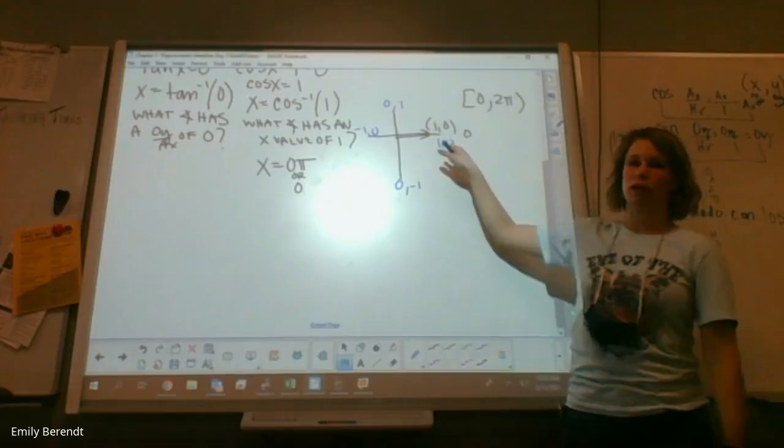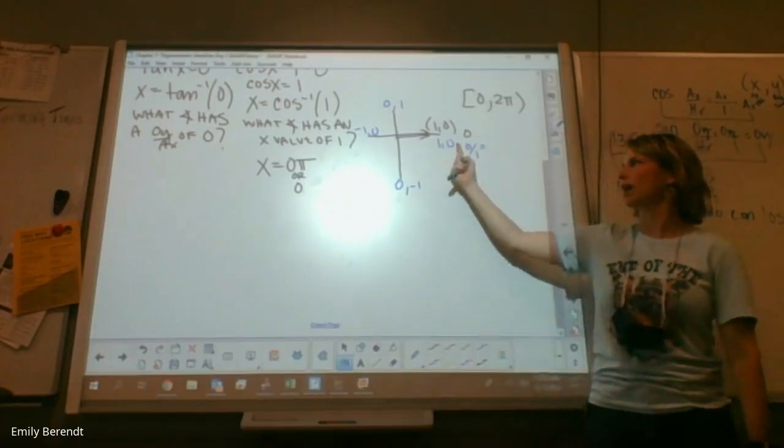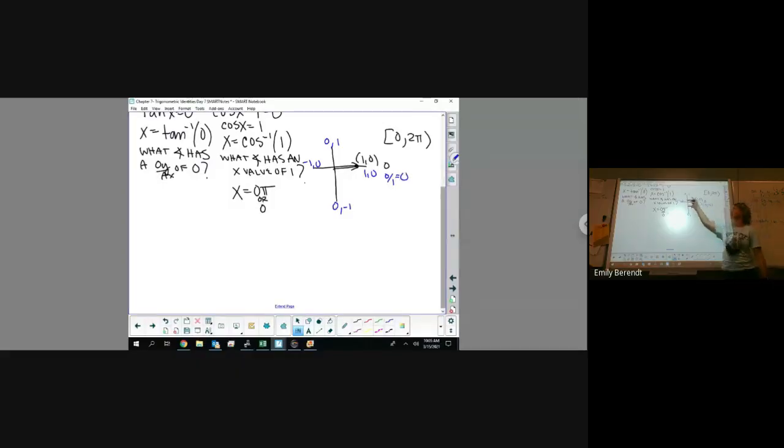If you take 0 and divide it by 1, what do you get? You take the y and divide it by the x, you get 0. Up here, if you take the y and divide it by the x, what do you get? You get undefined, so that one won't work. What about over here? 0 divided by -1 is 0. What about down here? Undefined. So two of them work, two of them got a y over x of 0. What's the one over here? 0. What's the one over here? Pi. So x equals 0 and pi.